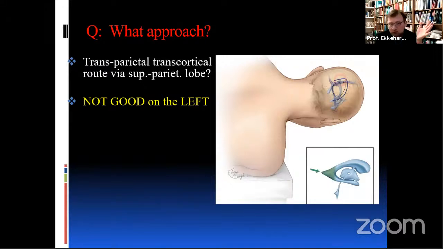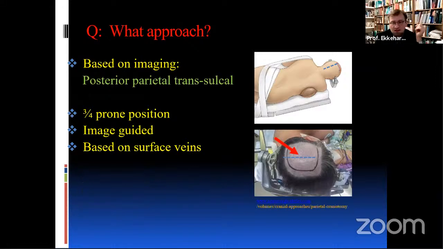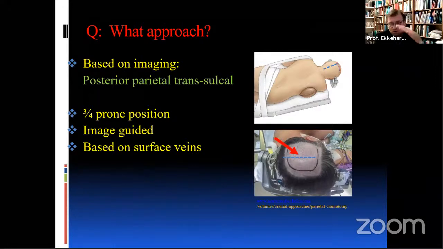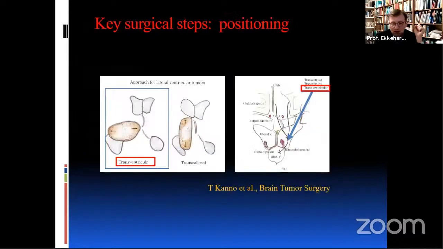Now I thought about transparietal, transcortical. Should I go through conventional superior parietal lobule? Well, it's not so good on the left side, but it usually gives you good access to the atrium. So given these disadvantages of both approaches, I said, maybe I just go a conventional 3/4 prone Fukushima position and do this image guided based on the surface veins when I open. And I actually think that instinct helped me a lot. It also would give me short dissection through the white matter.